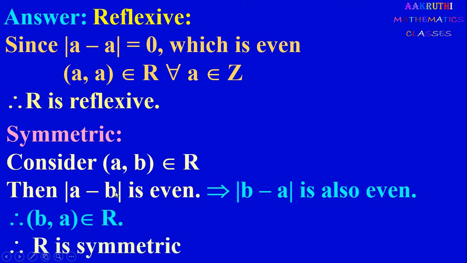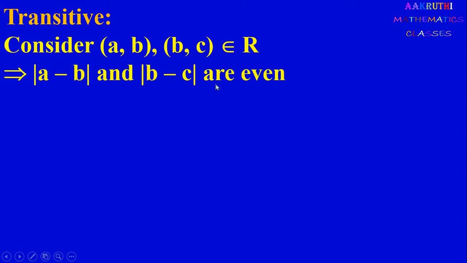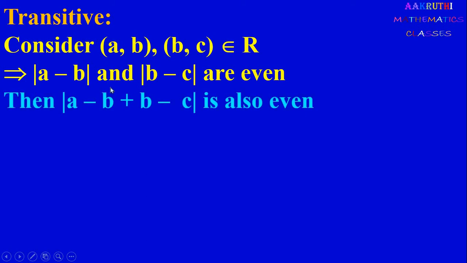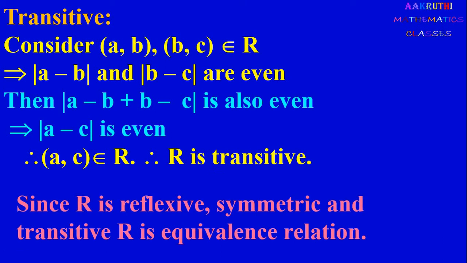Next we check the transitive relation. Here we take (a, b) and (b, c) belongs to R. That implies mod of a minus b is even and mod of b minus c is also even. Now we can add these, that is (a minus b) plus (b minus c) is also even. Here b cancelled, therefore mod of a minus c is even. So that implies a and c are also related, so (a, c) belongs to R. Therefore R is transitive. So this relation is reflexive, symmetric and transitive. Hence it is an equivalence relation.